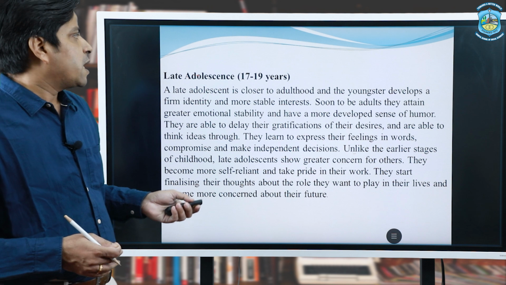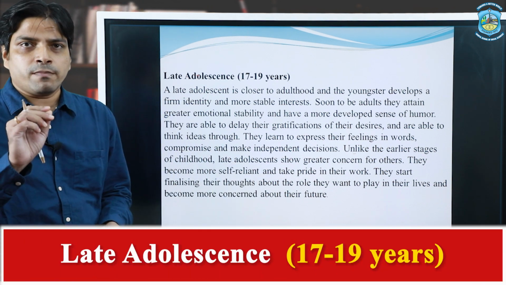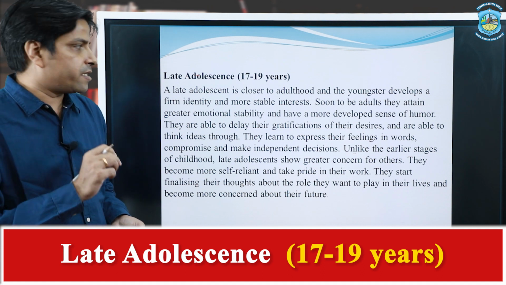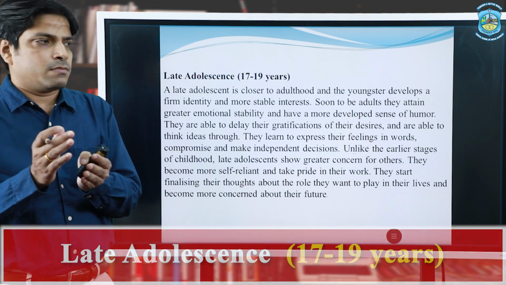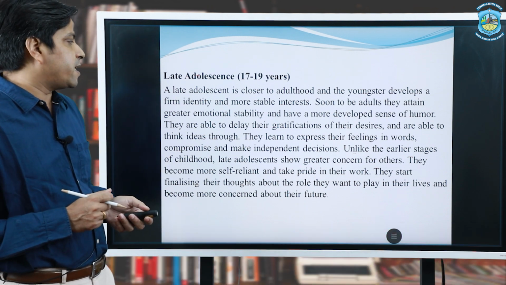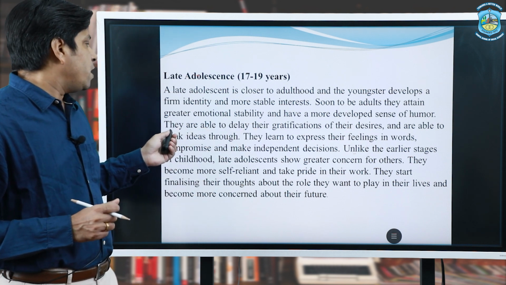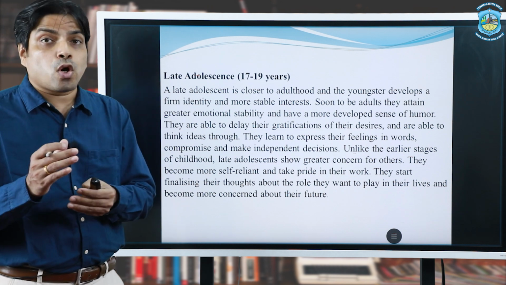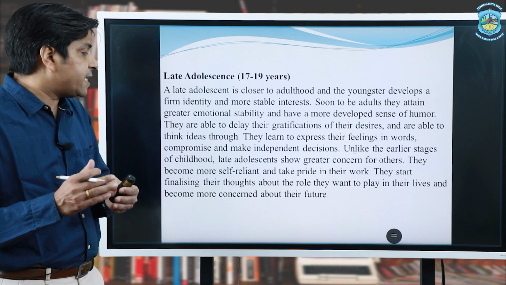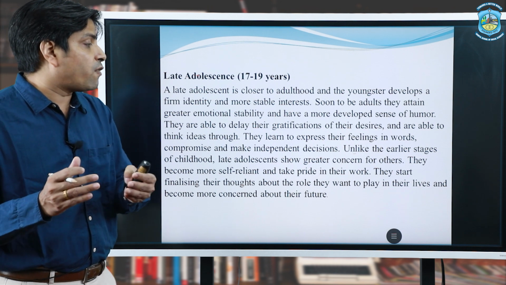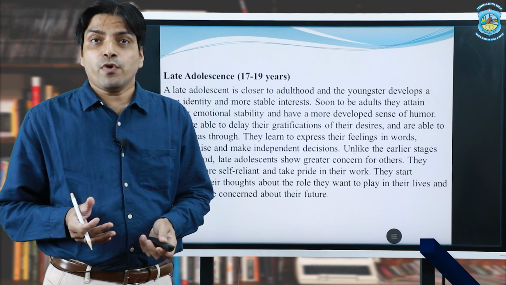Now comes the next stage, that is late adolescence, which spans from 17 years to 19 years, and it is close to adulthood, and they are more concerned about the gratification of their desires and are able to think ideas through. In this age group, they start finalizing their thoughts about what role they want to play in their life, and become more concerned about their future.